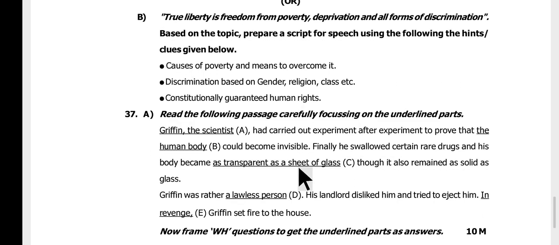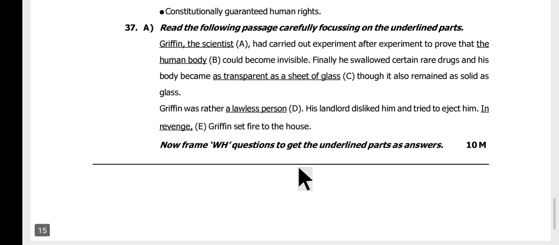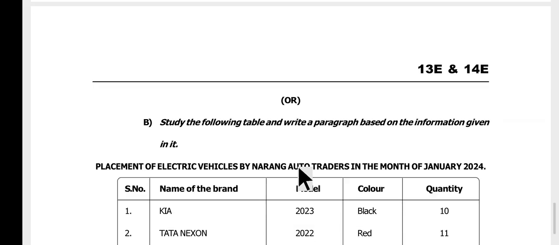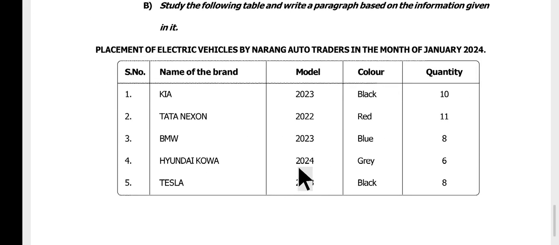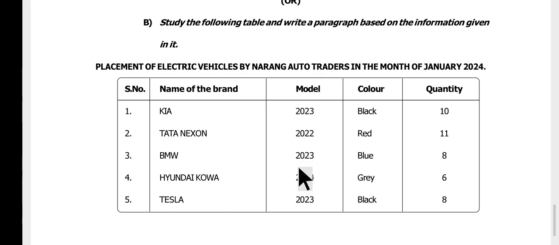Now followed by preparing WH questions based on the supplementary reader passage, and lastly we have the tabular data, with which we have to compose a small paragraph based on the information given below. Here the types of electric vehicles and auto traders with respect to model, color, and quantity.